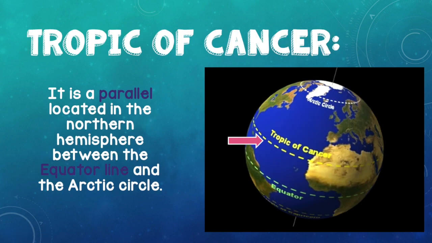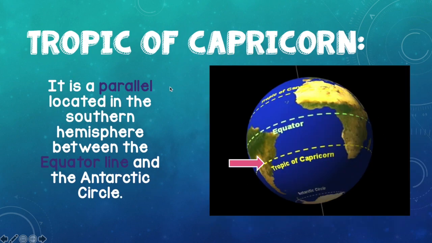Tropic of Cancer. The Tropic of Cancer is a parallel. This tropic is located in the northern hemisphere between the equator line and the Arctic Circle. So here you will see the Tropic of Cancer. Here is the equator line, and over here is the Arctic Circle. Tropic of Capricorn. It is a parallel located in the southern hemisphere, below the equator line. The Tropic of Capricorn is located between the equator and the Antarctic Circle.